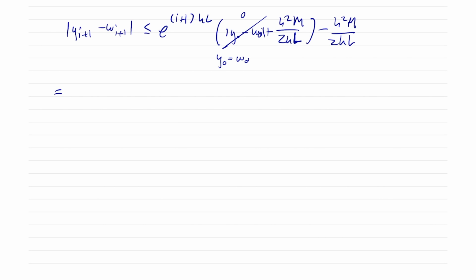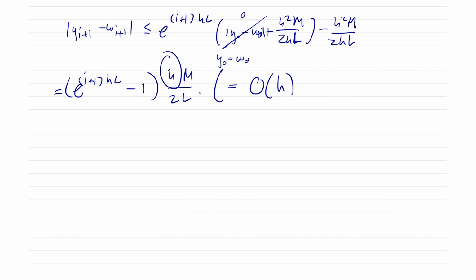So then ultimately what we end up having is e to the I plus 1 times hl, and then I can just factor out this other term, h squared m over 2h over, well, here, yeah, h m over 2l now. And now we can see this is equal to big O of h, because we have this h here. So as h shrinks, this is getting smaller. And so in principle, we should be doing okay.